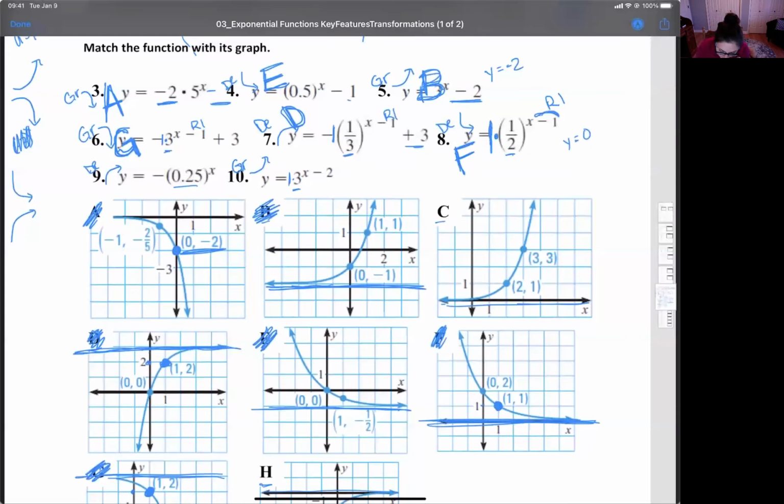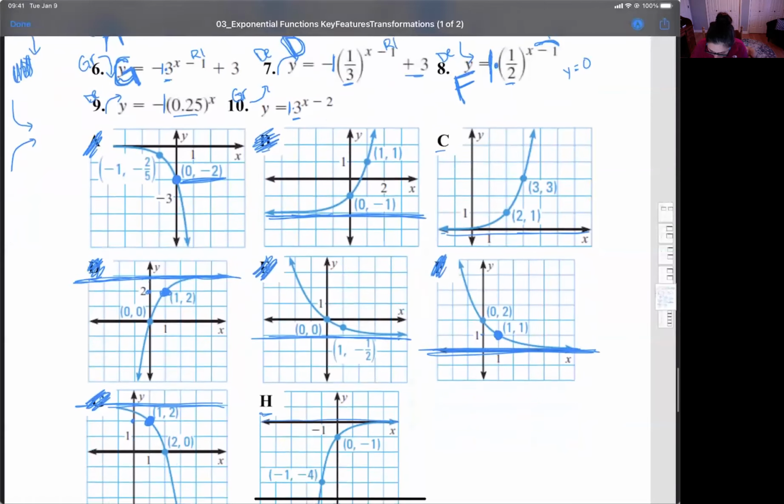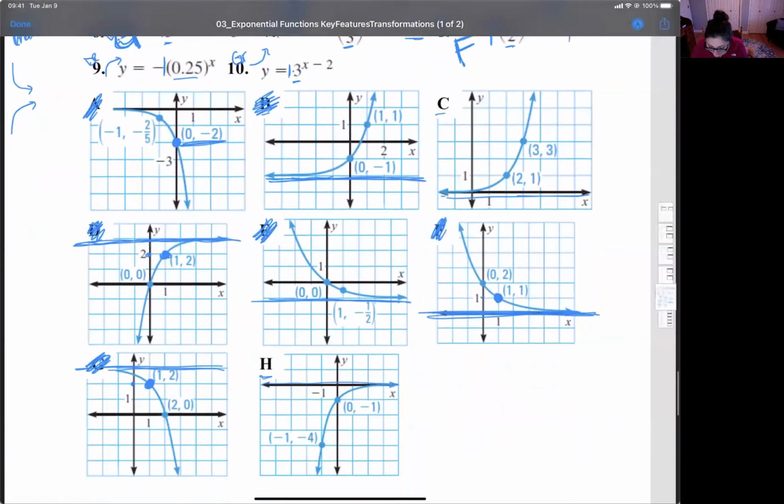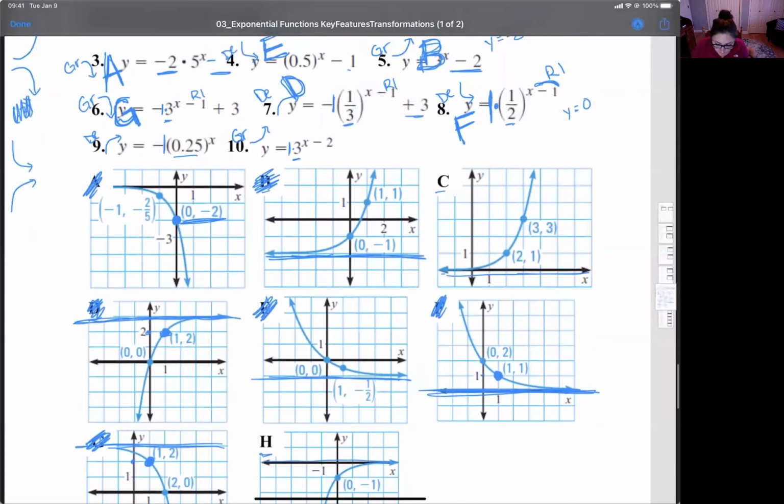For 9, same idea. Decay graph, but flipped since I have that -1 in front. So decay graph, but flipped. So probably H here, but I'm going to check that key point just to be sure. My asymptote would be 0, since I don't see anything here, that means it's 0. Not adding or subtracting anything at the end.